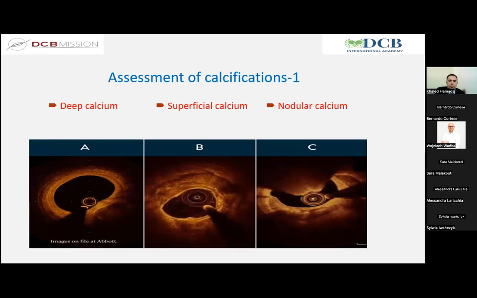Second, the assessment of calcification. As we mentioned before, the OCT can assess the full calcium thickness. We have here what is called a deep calcium layer, and we have here superficial calcium, like this. And we have here the eruptive calcific nodules, as Dr. Cortese mentioned. It is like a calcium sheath protruding into the lumen and breaking the fibrous cap. Sometimes it also has a thrombus over it.